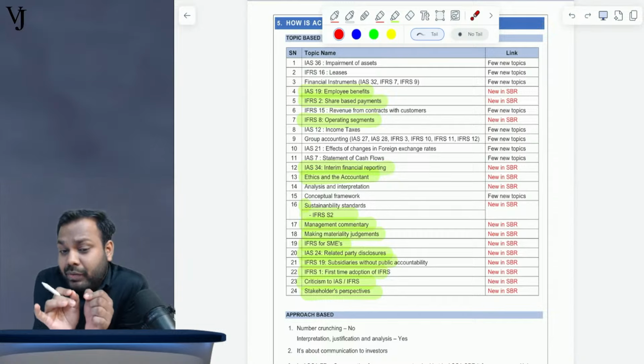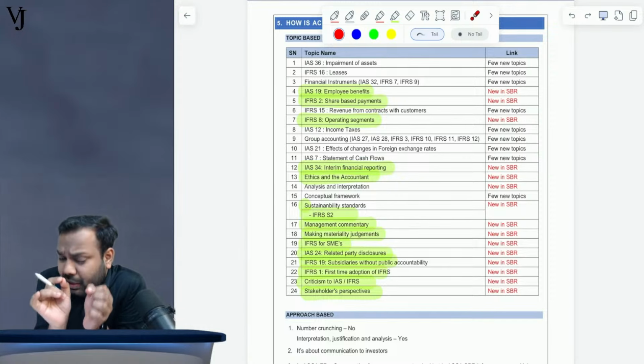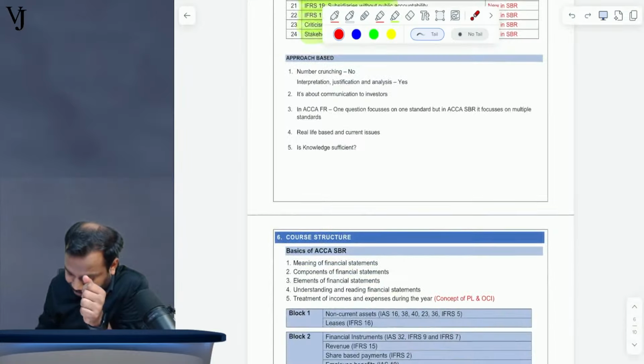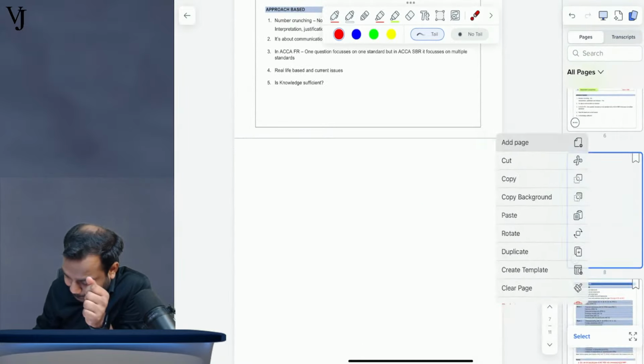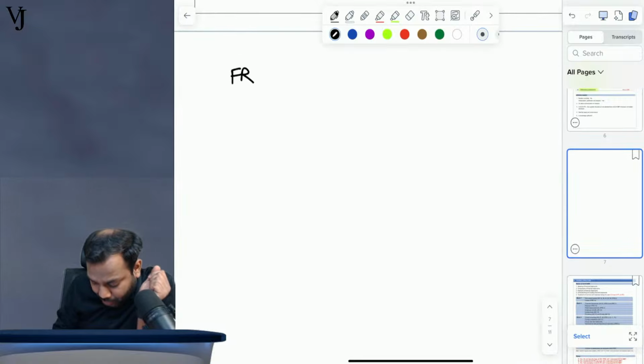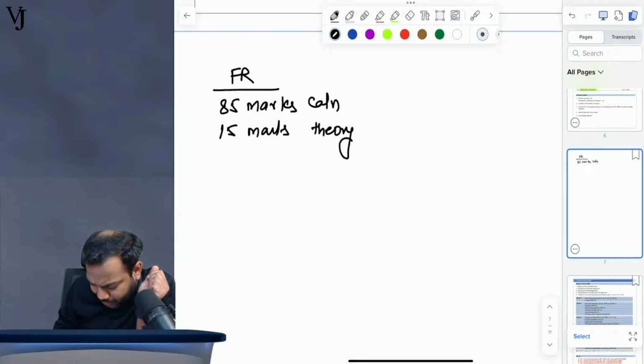Can you identify one of the major differences? All of you, come on guys, please do write in the chat box. Can you identify a significant difference between FR and SBR? One of the major differences: in FR, around 85 marks of the paper is based on calculations, and 15 marks is based on theory, or you can say analysis.